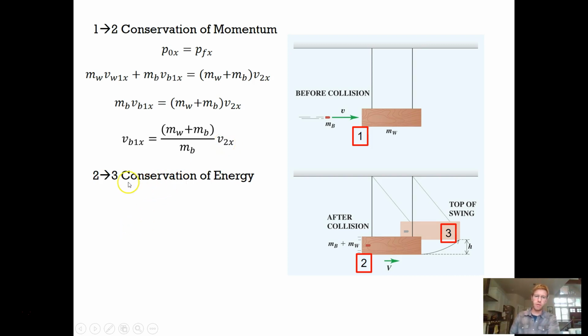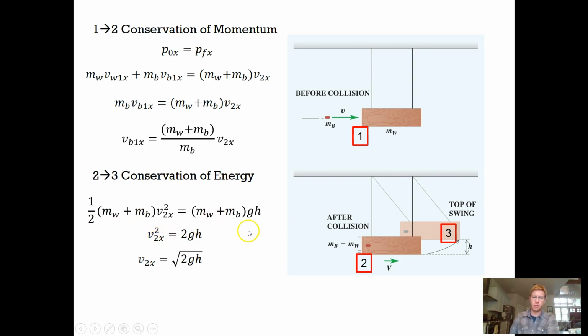So instead, we need to move on to looking at points 2 to 3, conservation of energy. So conservation of energy. What kind of energy do we have at point 2? Well, we have kinetic energy, 1/2 the total mass times that V2 squared, because they're moving together at that point. At point 3, it's now stopped but moved to some new height, so it's just going to have gravitational potential energy, mass times g times h. So I notice at first, boom, my masses cancel out, and I can multiply by 2, so V2 squared is just going to be equal to 2gh. Take the square root of both sides, and V2 is just the square root of 2gh.